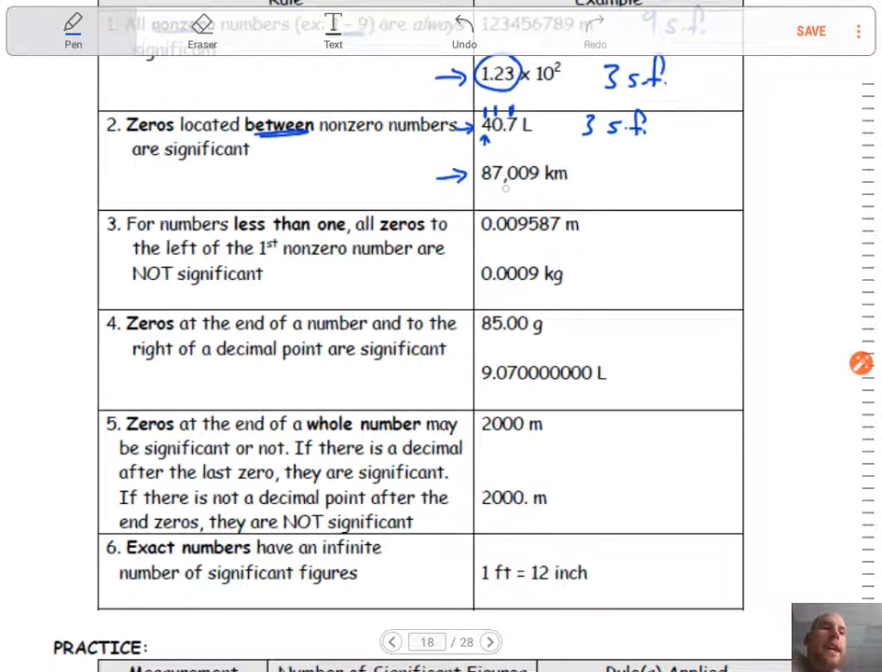So 87,009 kilometers. No decimal, so I'm going to start from the right side, and I'm going to count in my first non-zero. Well, that's the first one. So 1, 2, 3, 4, 5. I have 5 sig figs here.